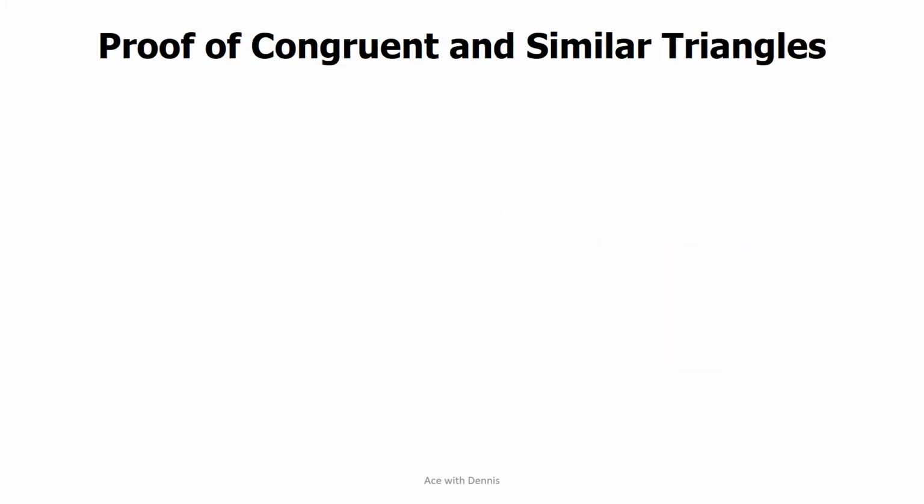We have learned all the properties that we need to know. Now, let's apply these properties. We will start with proof of congruent and similar triangles. Here is an example.